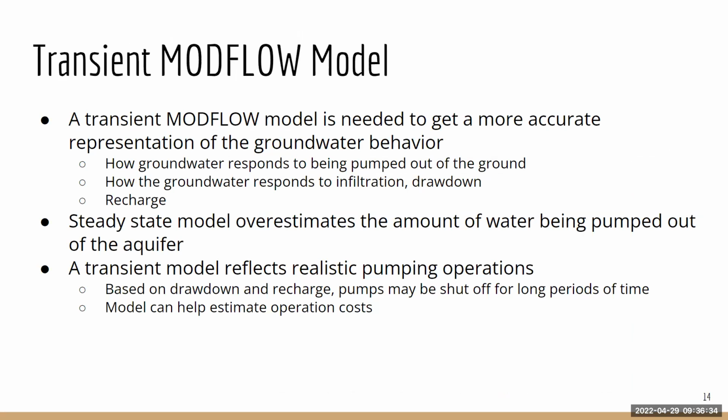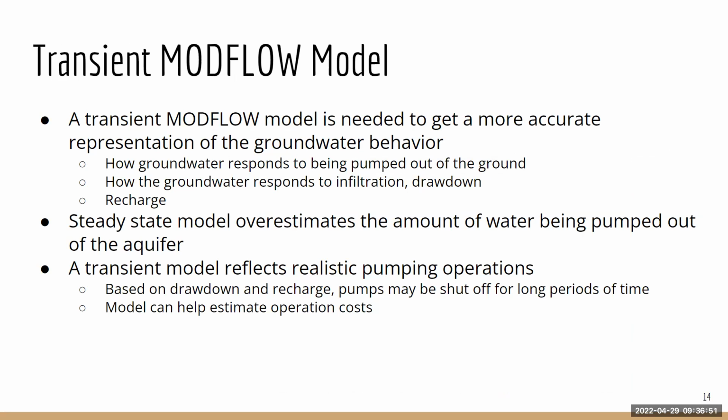So the first step in designing this project was to create a transient flow model. And what transient means is that it reflects realistic conditions and how the aquifer is changing in periods of increased infiltration, snow melt, and rain. And so that was the first step in designing this project.